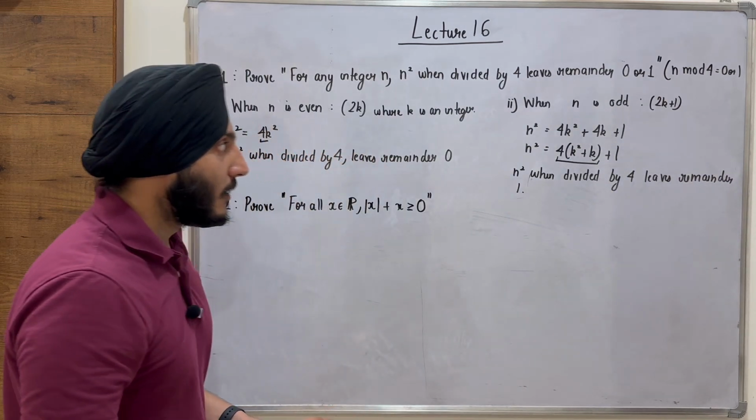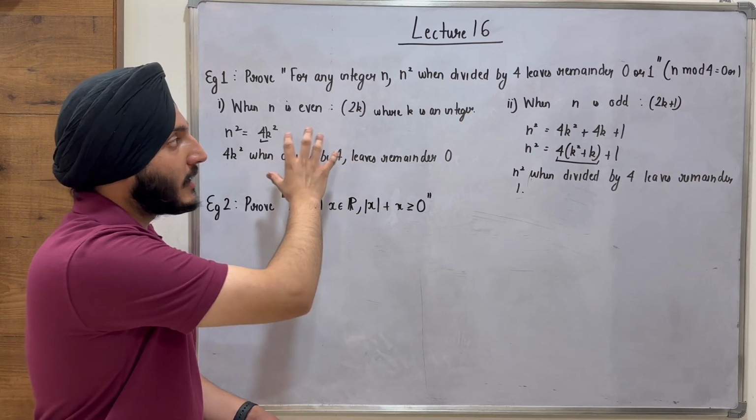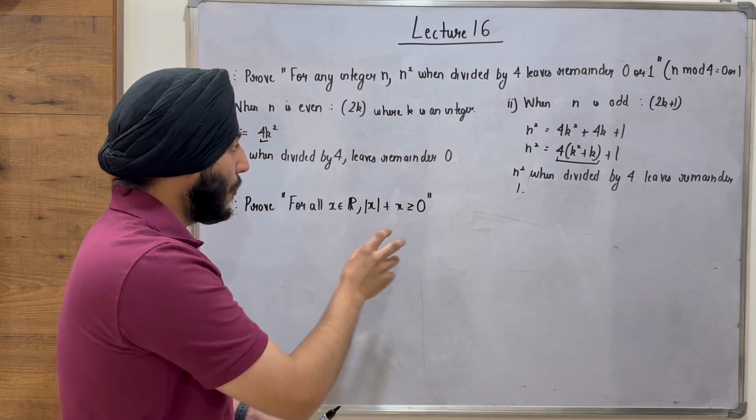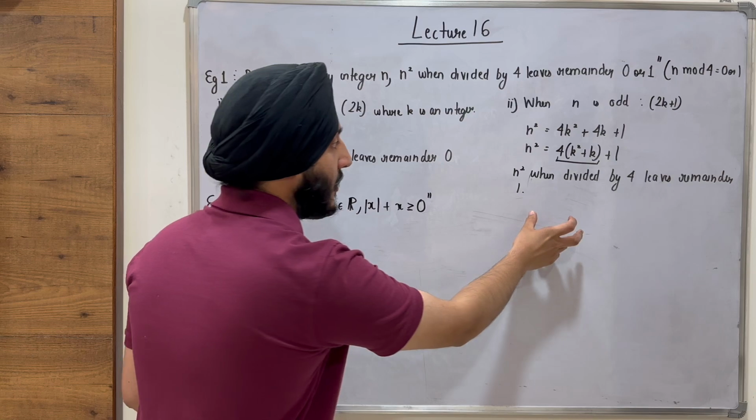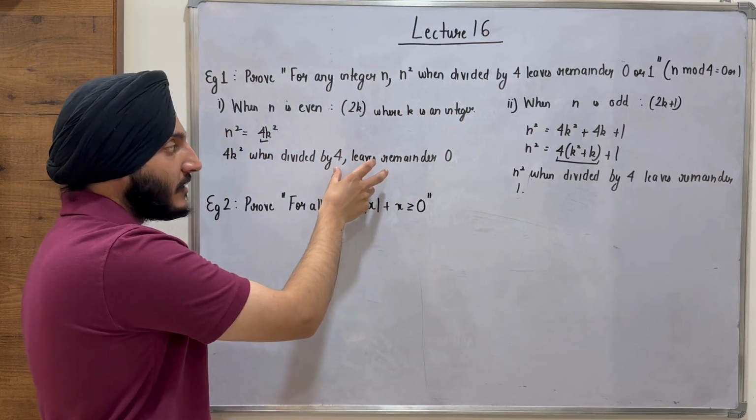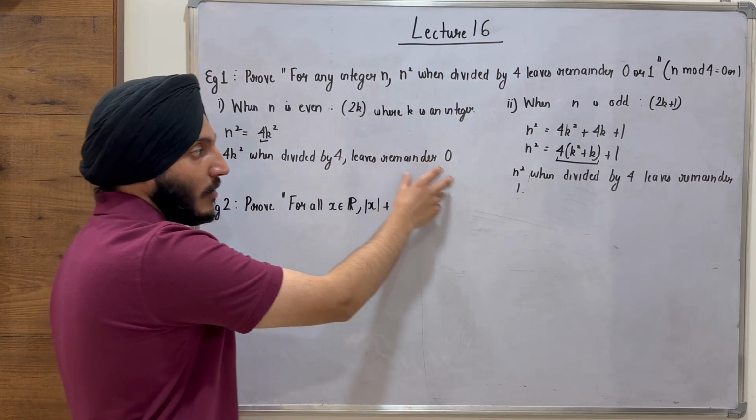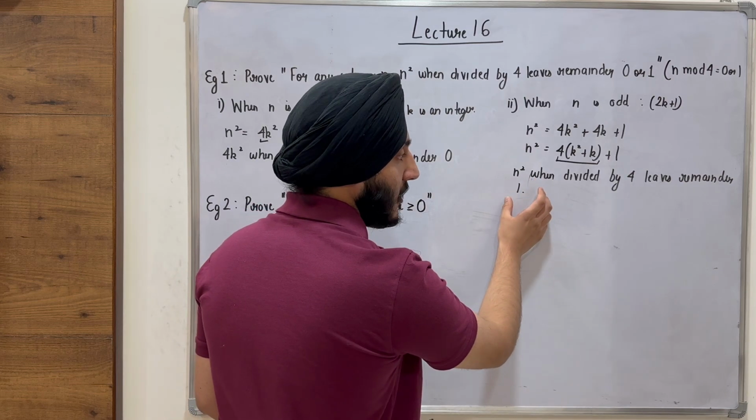So now once again, if you consider both these cases, both of them behave in a different way. When the numbers are even, the remainder is 0, and when the numbers are odd, the remainder is 1.